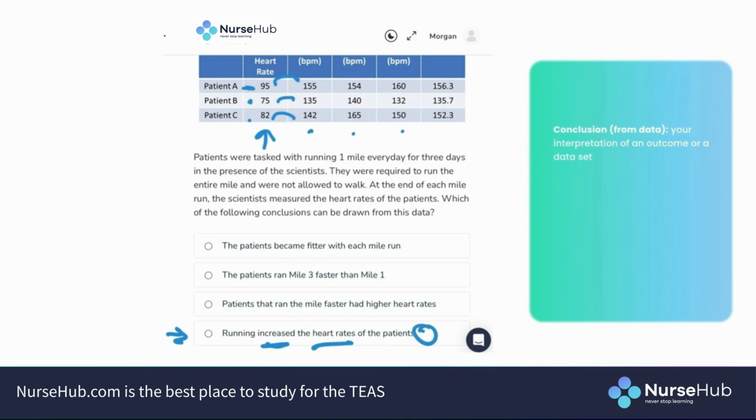The next option here says the patients that ran the mile faster had higher heart rates. Well, do I have any information about the time that it took any one of these folks to run their mile? No. So I cannot draw this conclusion based on this data, okay? The next option is the patients ran mile 3 faster than mile 1. Again, I have no time data. There's no data here that tells me anything about how long it took these folks to run their mile. So I cannot say that this conclusion is something I can draw from the data provided. Again, I can eliminate this one.